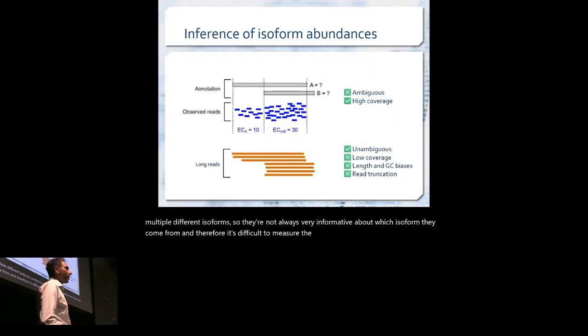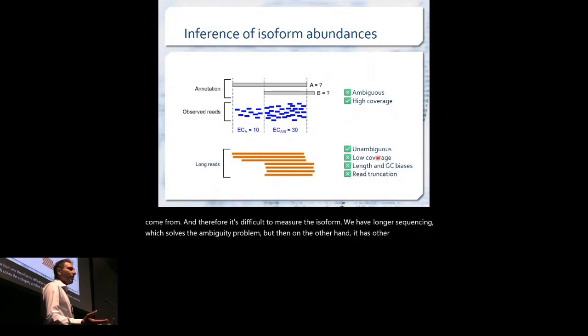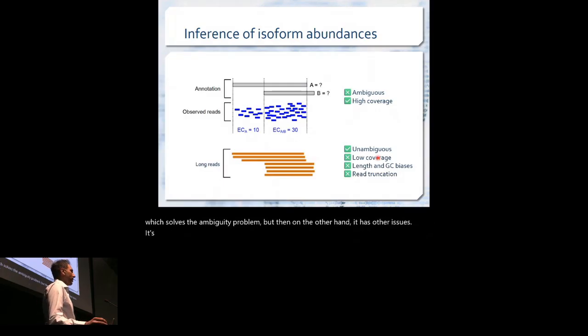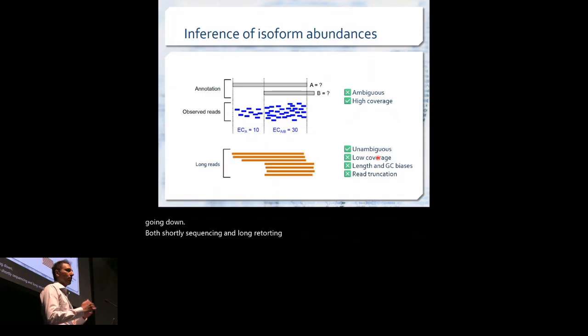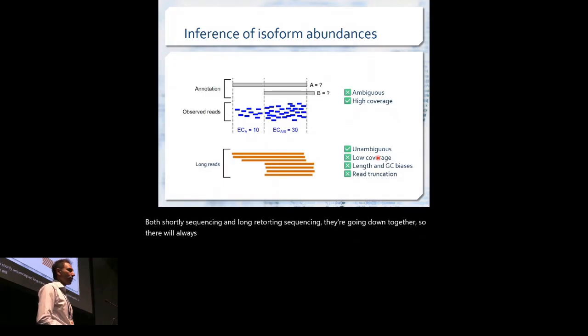We have long-read RNA sequencing, which solves the ambiguity problem, but on the other hand, it has other issues. It's still more expensive than short-read RNA sequencing, and even as the prices are going down, both short-read and long-read RNA sequencing are going down together. So there will always be a cost advantage to short-read RNA sequencing, and because of that, we're going to get lower coverage for the same amount of resources.